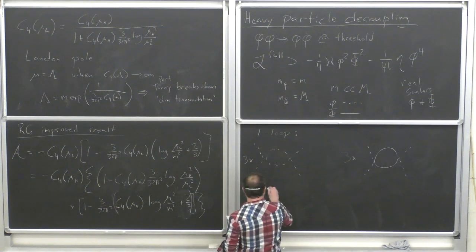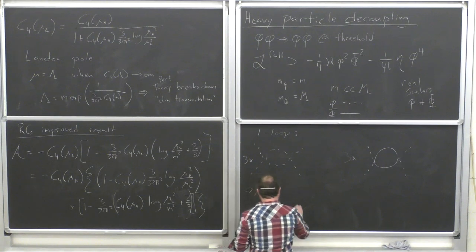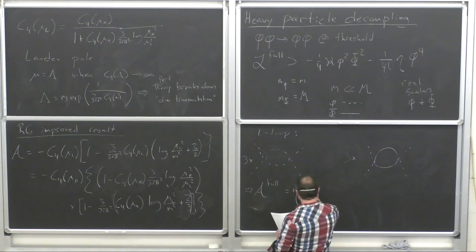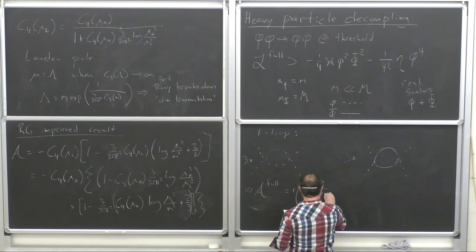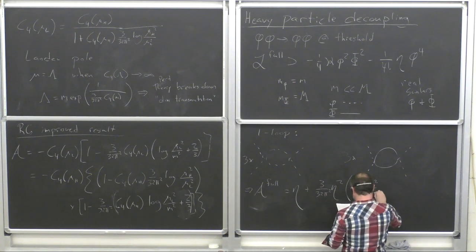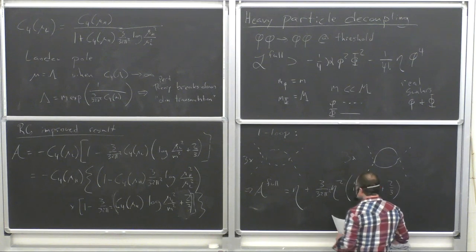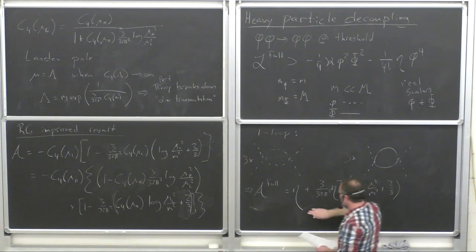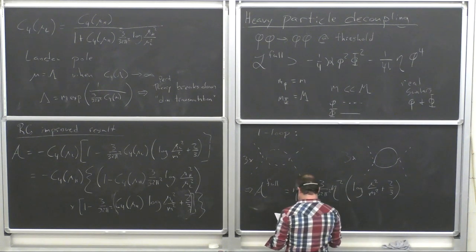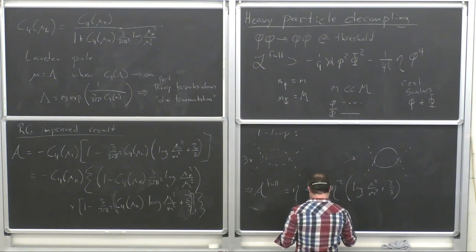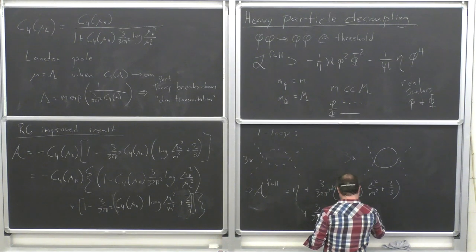Then my amplitude in the full theory looks as follows. I have just the eta, the quartic coupling, plus 3 over 32 pi squared, eta squared, times log mu squared over m squared plus 2/3. That's exactly the same thing we had in the last example, as it should be. And now I get a new contribution, 3 over 32 pi squared, kappa squared, log mu squared over capital M squared plus 2/3.